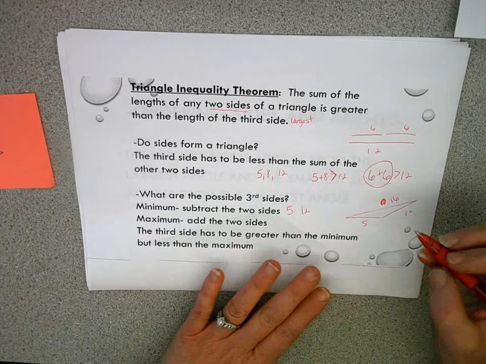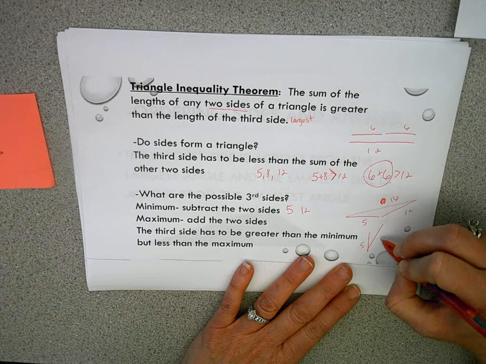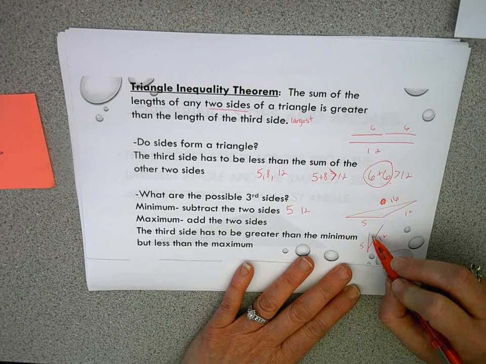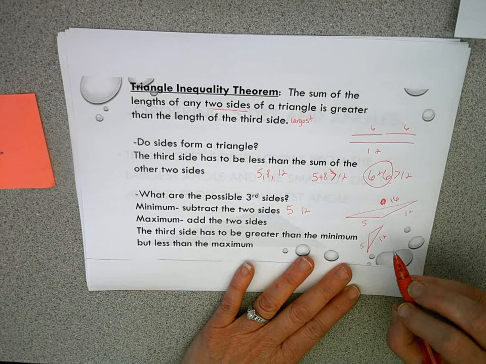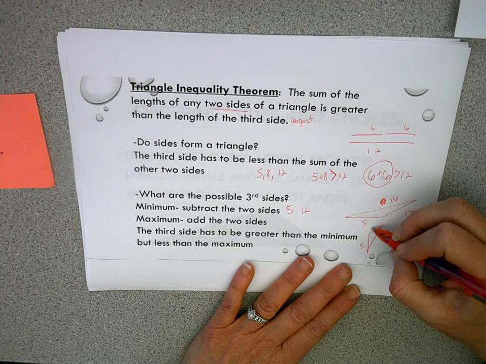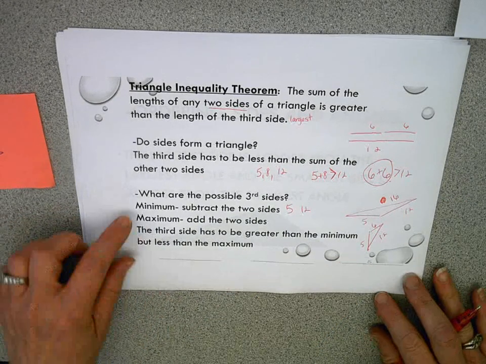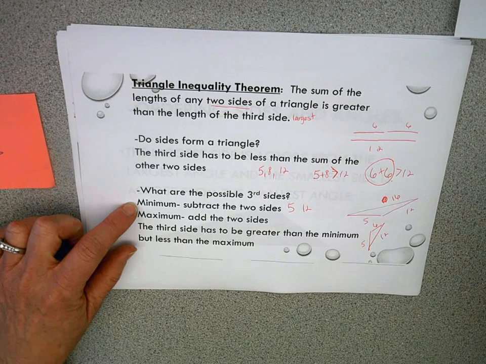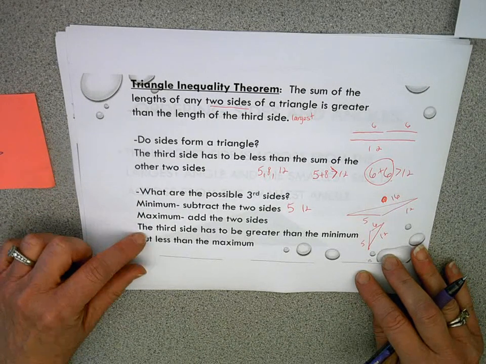And then if I put 5 and 12 and try to make a very skinny triangle, these two added have to be greater than 12. So I couldn't do 7 here, but maybe I could do 6. So what you're going to do is subtract the two sides, add the two sides, and the third side has to be between those.